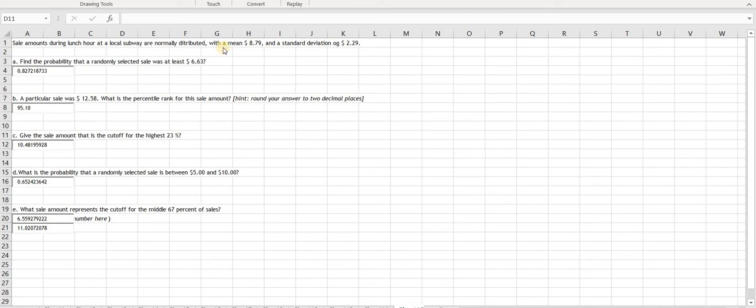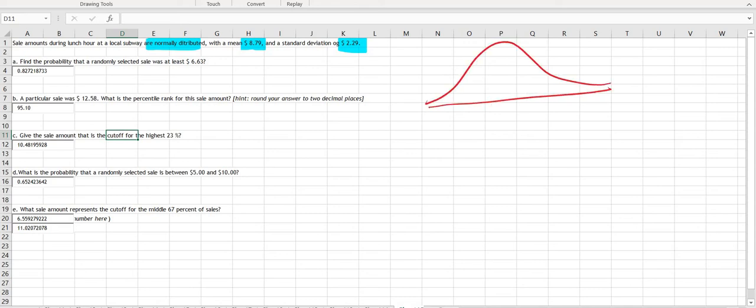As soon as I see normally distributed, I usually draw the normal distribution with the mean and the standard deviation on it. So here is the normal distribution. The mean is 8.79 and the standard deviation is 2.29. Then I try to draw the area in the question. It says, find the probability that a randomly selected sale was at least $6.63. So $6.63 is approximately here.